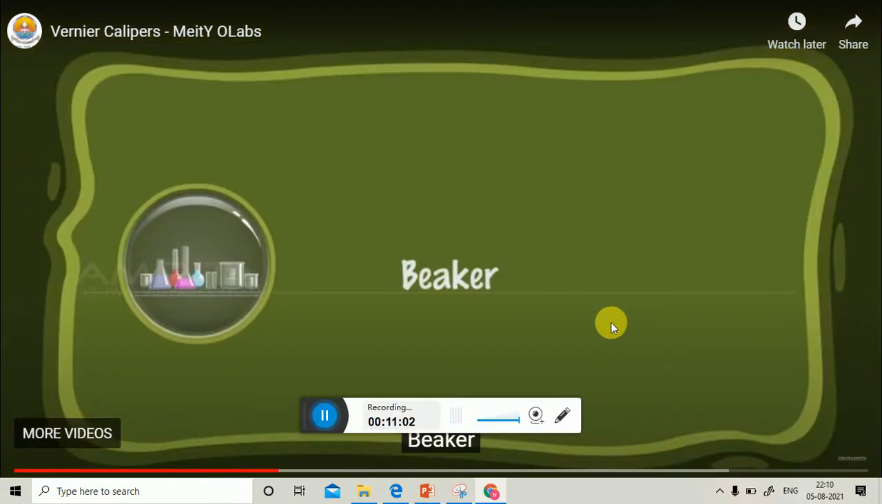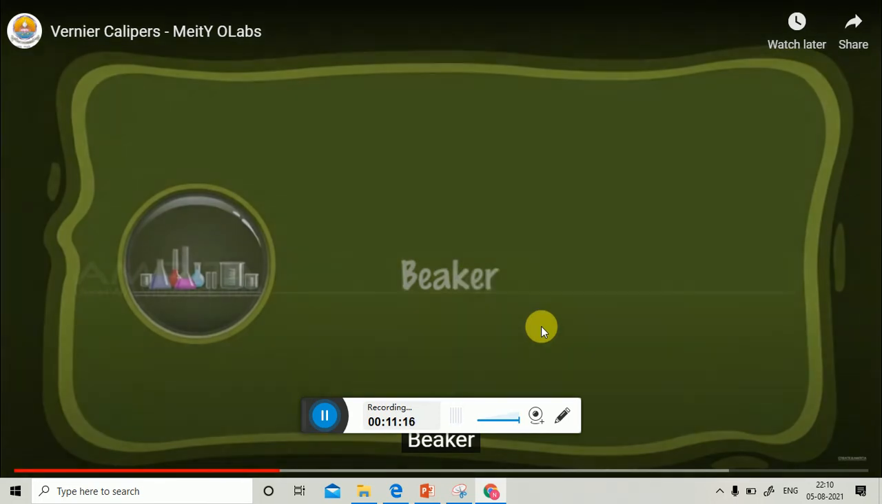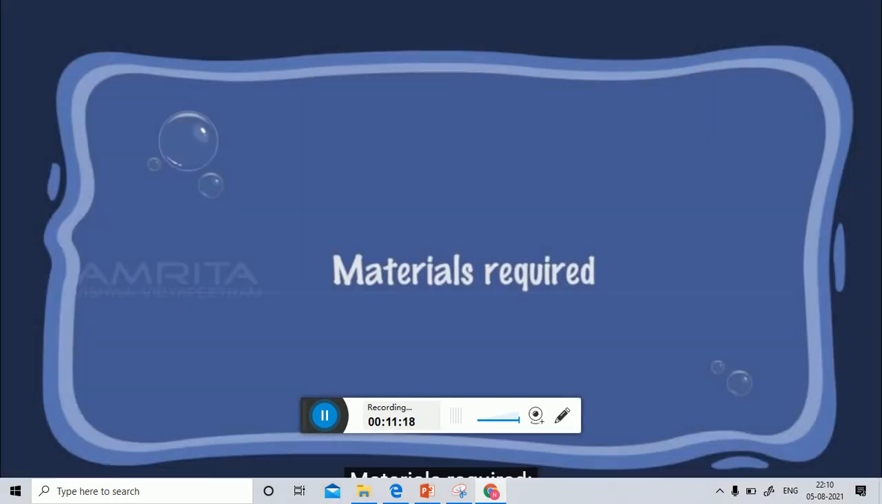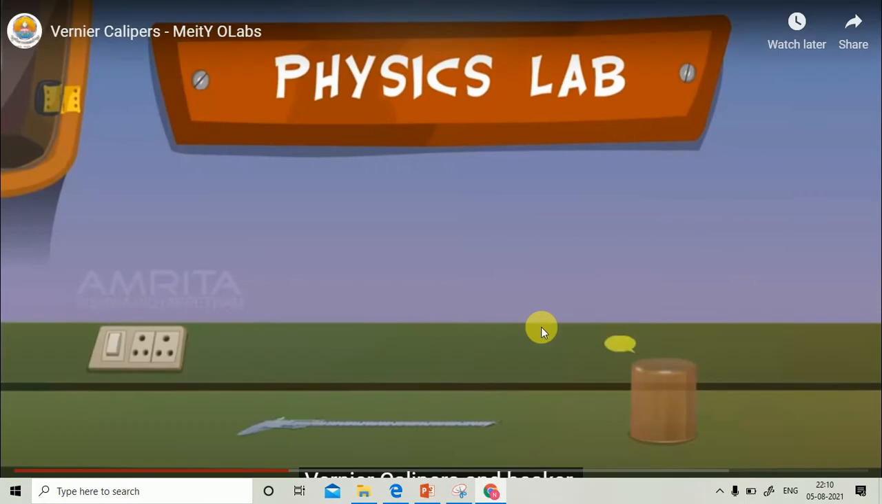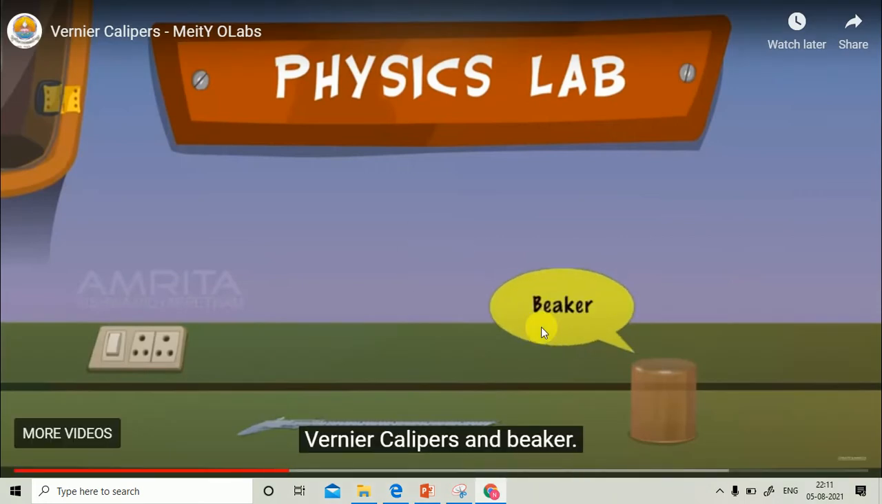Now we are going to apply the same procedure for measuring the diameter, internal diameter, and the depth of the given beaker. So let us go through the process. The materials required are Vernier calipers and the calorimeter, which is a beaker considered here.